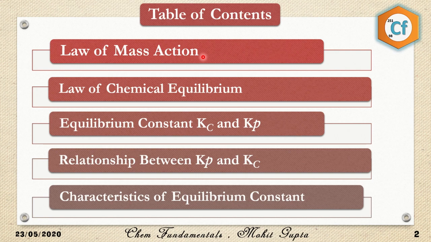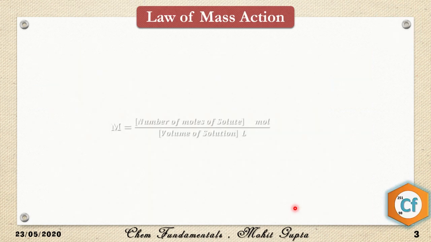Today we are going to discuss Law of Mass Action, Law of Chemical Equilibria, the equilibrium constant Kc and Kp, how to derive the relationship between Kp and Kc, and at the end we'll be talking about the characteristics of the equilibrium constant. So first, let's start with the law of mass action.